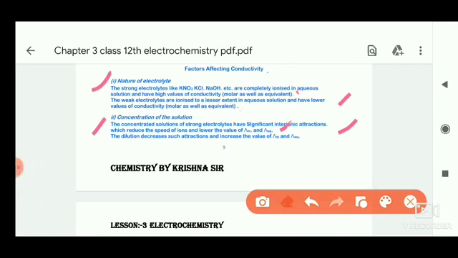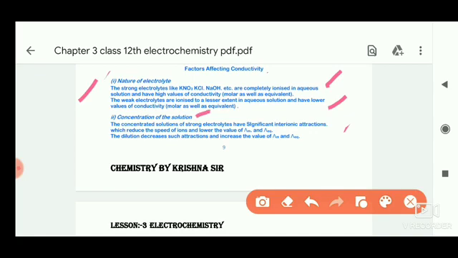Now, which factors affect conductivity? First is the nature of electrolyte. Strong electrolytes like KNO3, KCl, NaOH, etc. are completely ionized in aqueous solution and have high values of conductivity, molar as well as equivalent. Weak electrolytes are ionized to a lesser extent in aqueous solution and have lower values of conductivity, molar as well as equivalent.